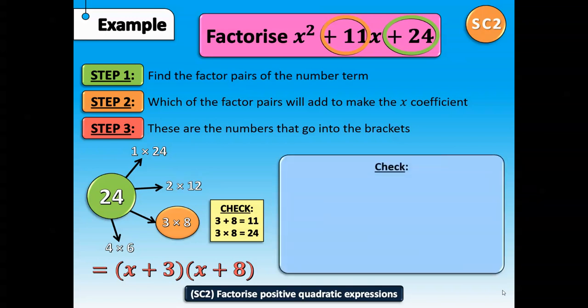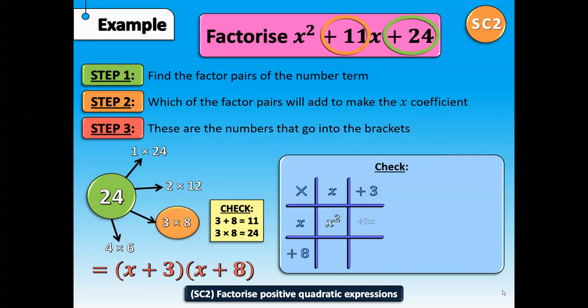We can check this by expanding the double bracket. So for that, we use a grid method, and see if it makes x squared plus 11x plus 24, which it does. So that must be our answer.